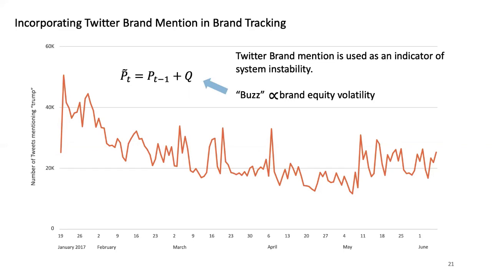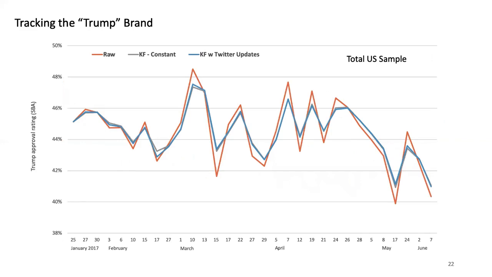In this case, what we did is we monitored the number of tweets that mentioned Trump in the first 6 months of 2017. And we're saying we could use these buzz numbers, incorporated into the value of Q, to improve our brand tracking of Trump's approval rating. And that's what we have.